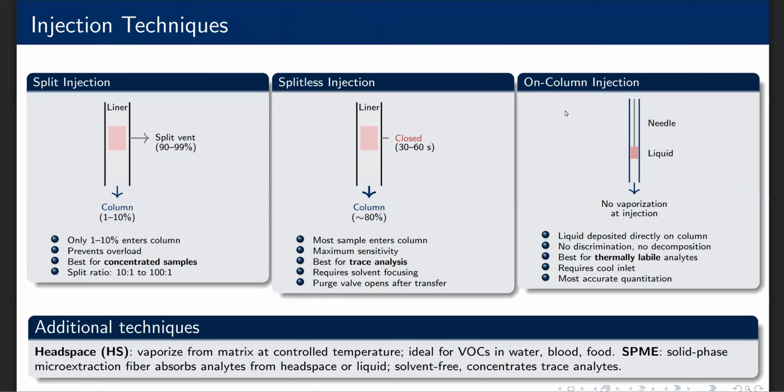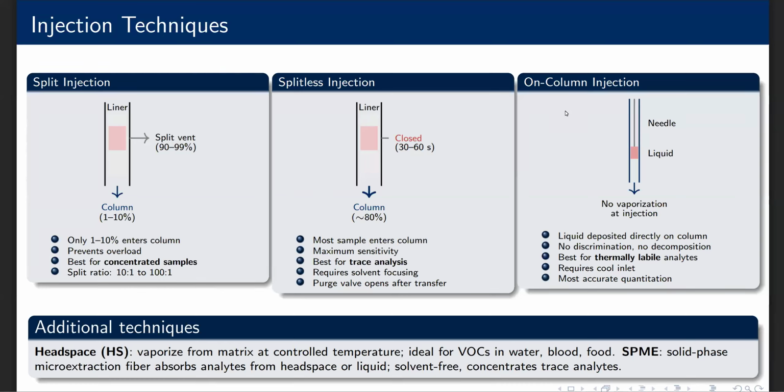Injection techniques. Sample introduction in GC is more complex than in HPLC because the liquid sample must be vaporized. There are 3 main injection techniques. In split injection, the sample vaporizes in a heated liner, but most of the vapor is vented out through the split vent. Only 1 to 10% actually enters the column. This prevents column overload and is used for concentrated samples. The split ratio, typically 10 to 1 up to 100 to 1, controls how much enters the column.